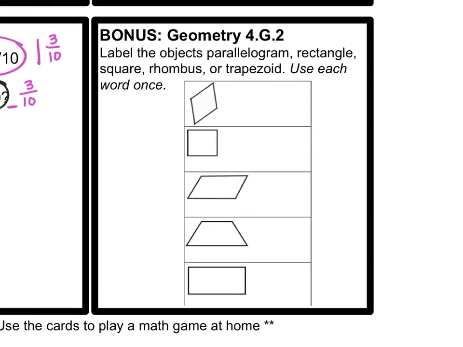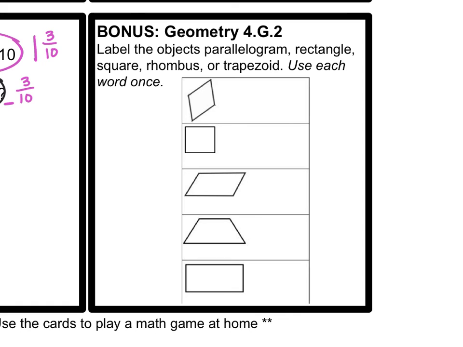All right, label the objects: parallelogram, rectangle, square, rhombus, or trapezoid, and use each word once. So I'm going to start with the super obvious ones in my Julian blue, and I'm going to label the square, which is right here. Okay, next I'm going for the next easiest one and label the rectangle, which is down here. Okay, and then I'm looking at something else that I know really well, which is a trapezoid, which is going to be here.